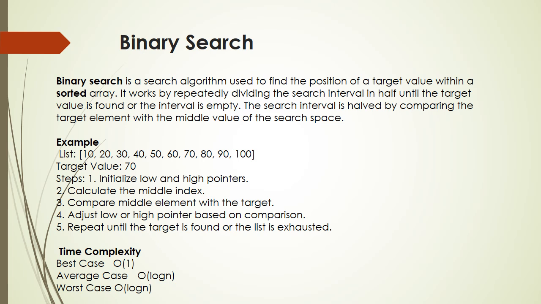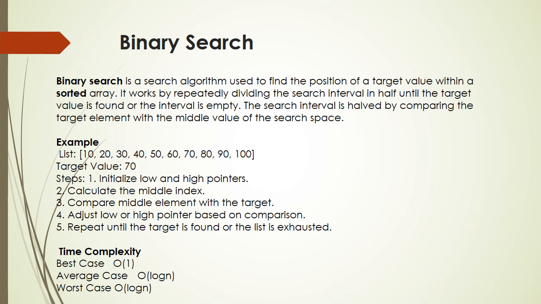We calculate the mid index by using the formula mid is equal to (low plus high) divided by 2, which gives mid equal to (0 plus 9) divided by 2, which is 4.5. Since we are dealing with indices, we take the floor value, so mid is equal to 4. The element at index 4 is 50. Now compare the middle element with the target value. We compare the middle element, that is 50, with the target value 70. Since 70 is greater than 50, the target must be in the right half of the list.